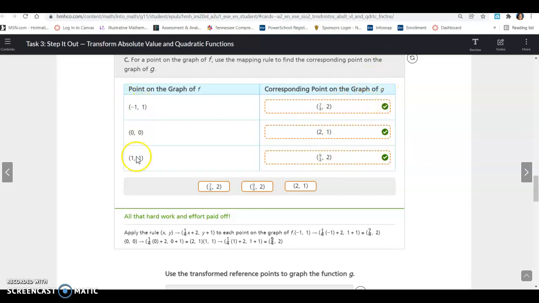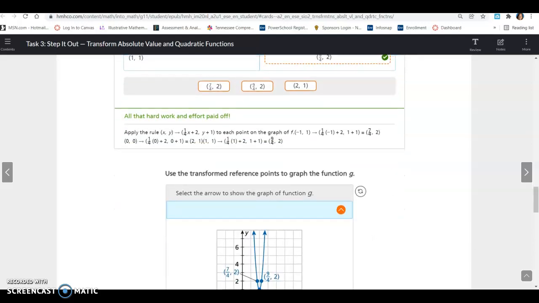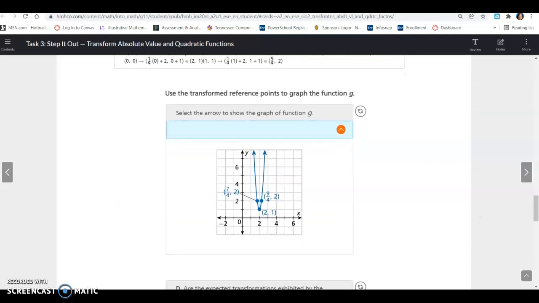Okay, so these are points from f, your original parent function, and we took the rule and applied it to these points, and it gives us our new points for the transformed function of G. All right, use the transformed reference points to graph the function. So here's the 7/4, 2, the 2, 1, and the 9/4, 2. And then you sketch that curve because it's quadratic. It's got to be a U-shaped graph, looks like a parabola. And that 1/4 makes it look very compressed here, okay?